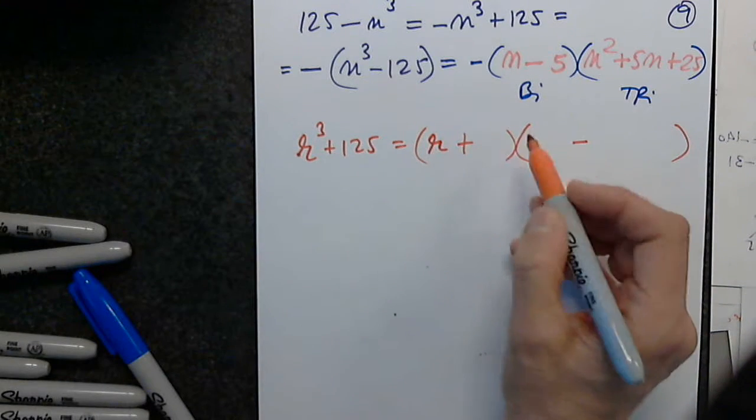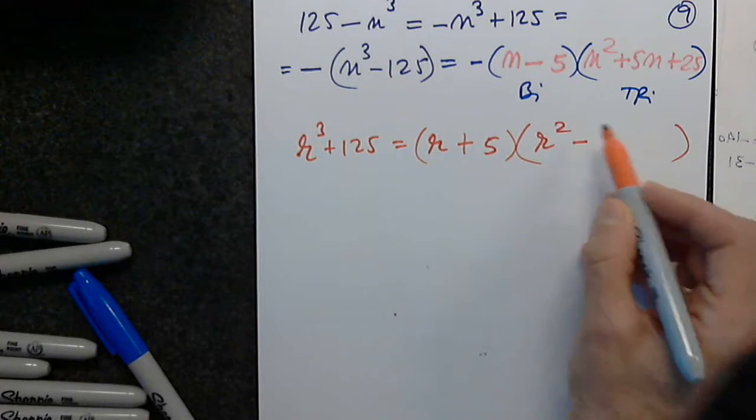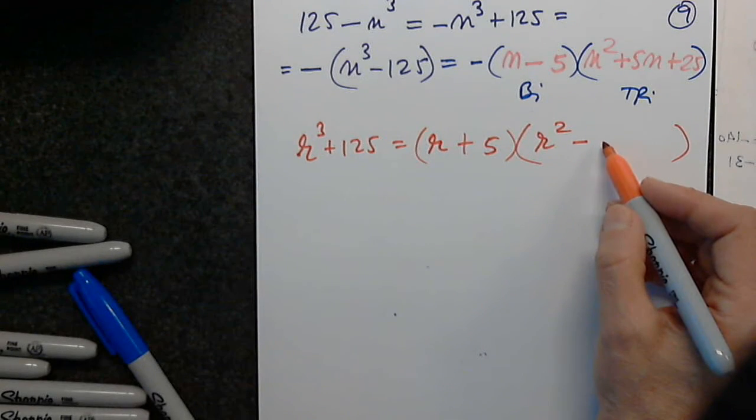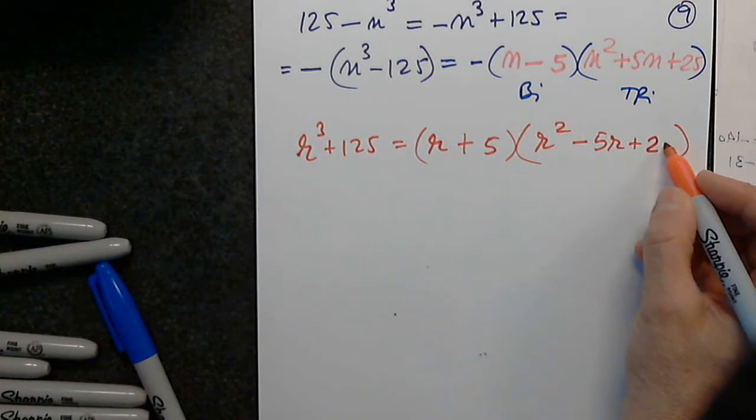5. Good. r squared. Yes. Then 5r, the same thing. Yep, plus 25. That's it.